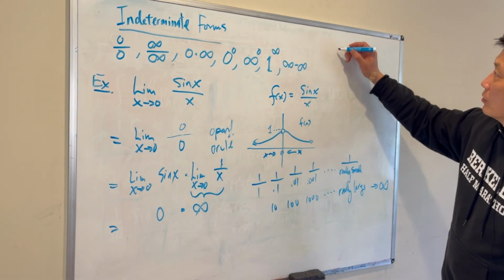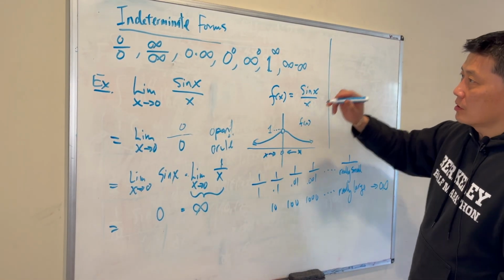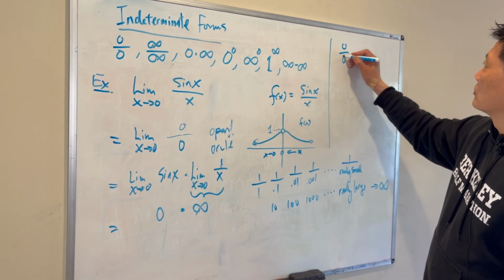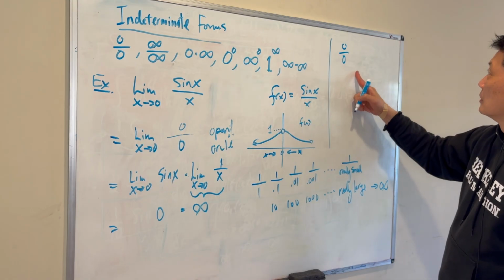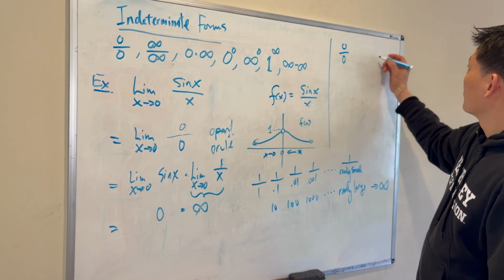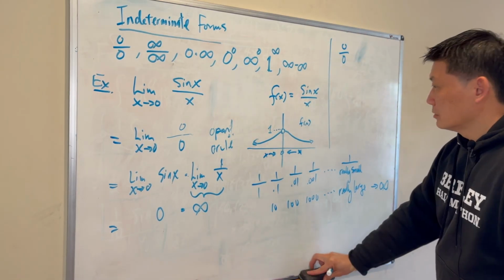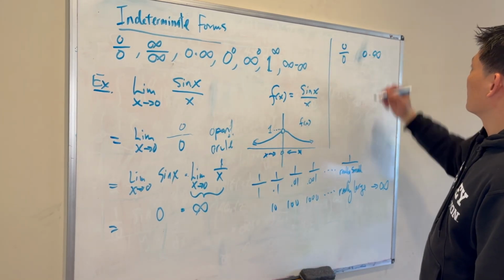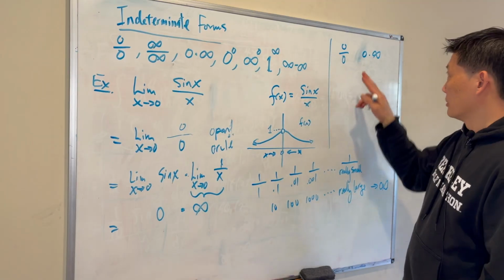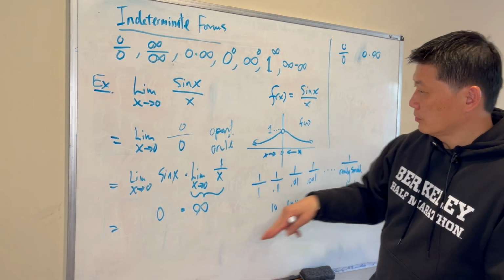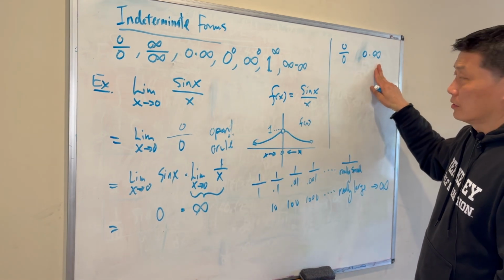So let's think of it this way. 0 over 0 is an indeterminate form, and we also say 0 times infinity is also an indeterminate form, because 0 over 0 ends up equal to 0 times infinity.